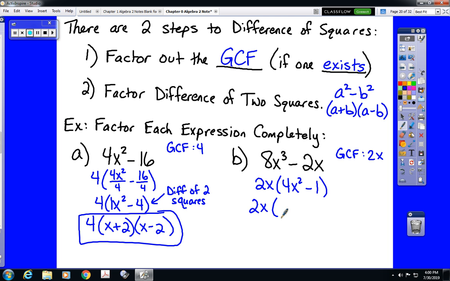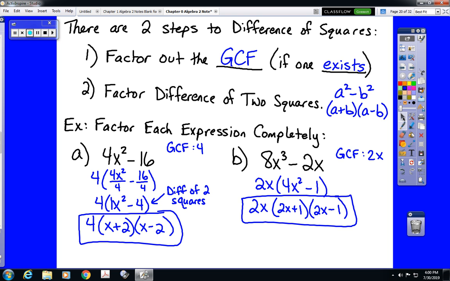The square root of 4x squared is 2x. So the first term in each of my new sets of parentheses is the square root of 4x squared, which is 2x, plus or minus the square root of 1, which is 1.